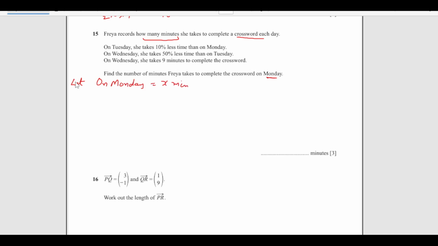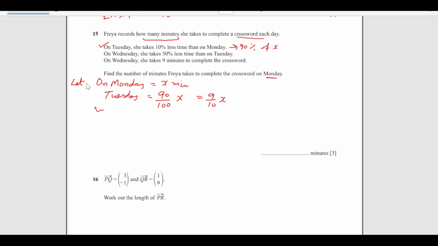So we'll start with Monday. On Tuesday we'll go with the first condition. She takes 10% less than on Monday. So if it was 100, 10% less means she took 90% of x, that is, of the time on Monday. So on Tuesday this is going to be 90 over 100 of x, that is on Monday. So this is going to become 9 over 10x.